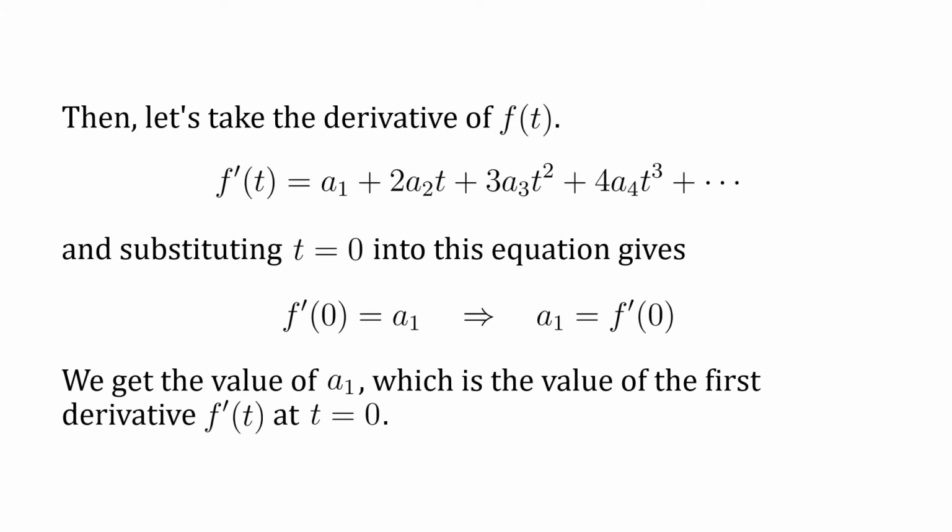Then, let's take the derivative of f of t. f dash of t is equal to a1 plus 2a2t plus 3a3t squared plus 4a4t cubed plus etc. And substituting t equals 0 into this equation gives f dash at 0 is equal to a1. Therefore, a1 equals f dash at 0. We get the value of a1, which is the value of the first derivative f dash of t at t equals 0.